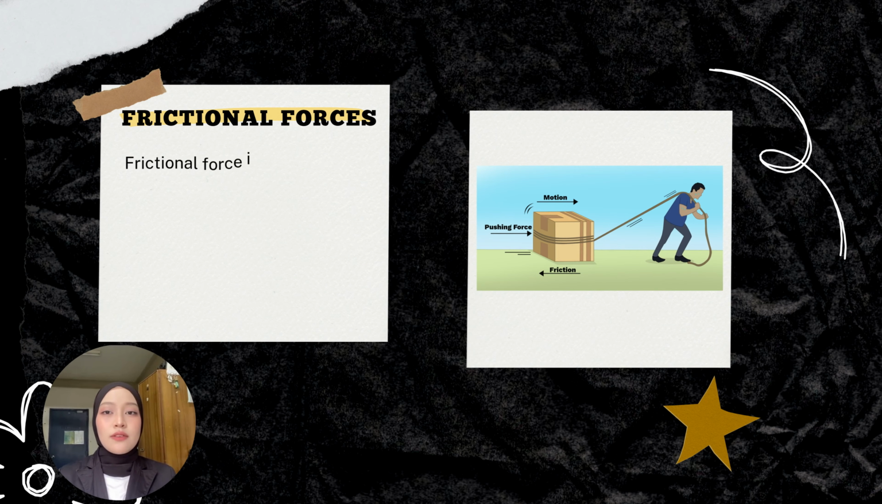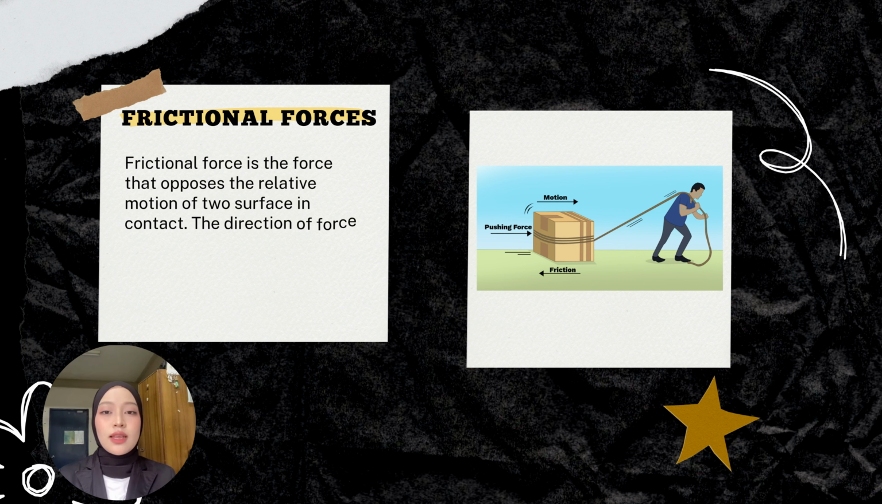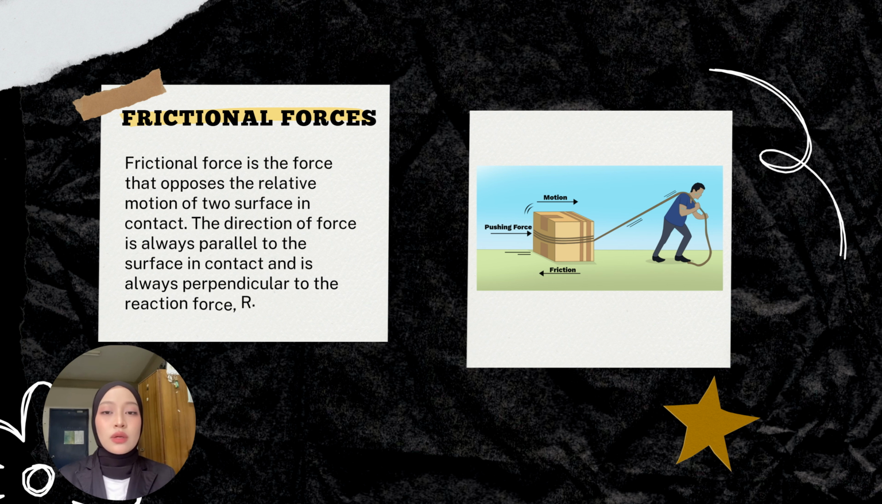Frictional force. Frictional force is the force that opposes the relative motion of two surfaces in contact. The direction of the force is always parallel to the surface in contact and is always perpendicular to the normal force.